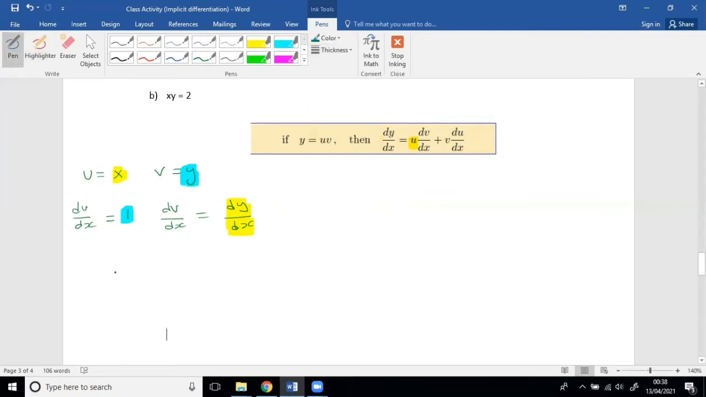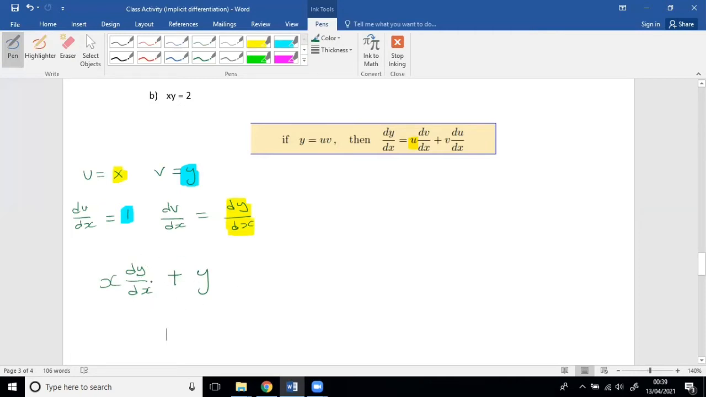If I follow the method here, I need to multiply x times by dy dx, sorry, my mistake, so x times by dy dx, plus v multiplied by du dx, so v, which is y, times by du dx, that'll be just y.